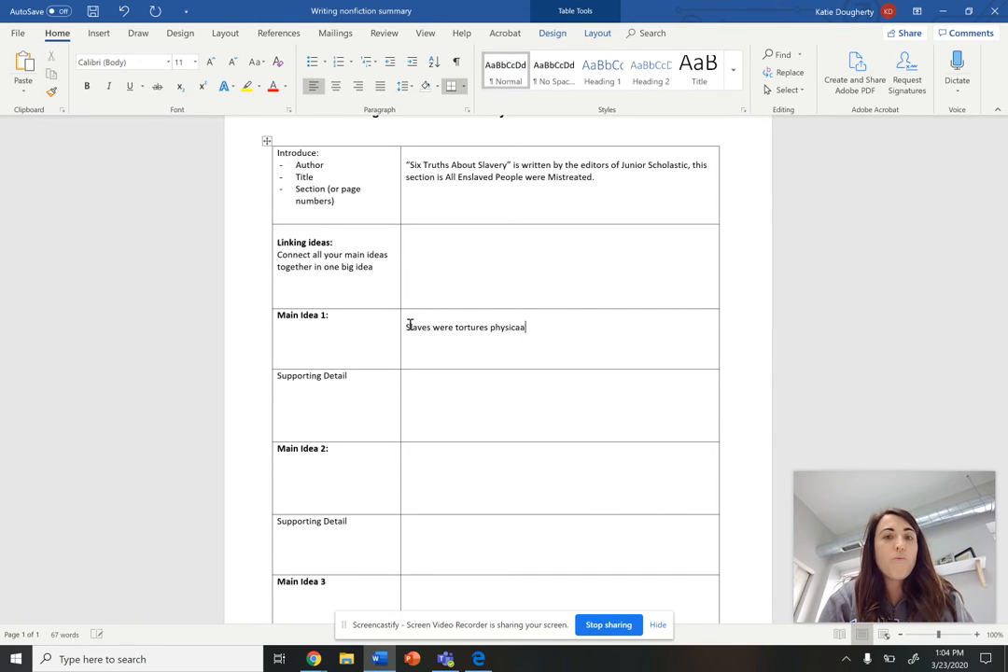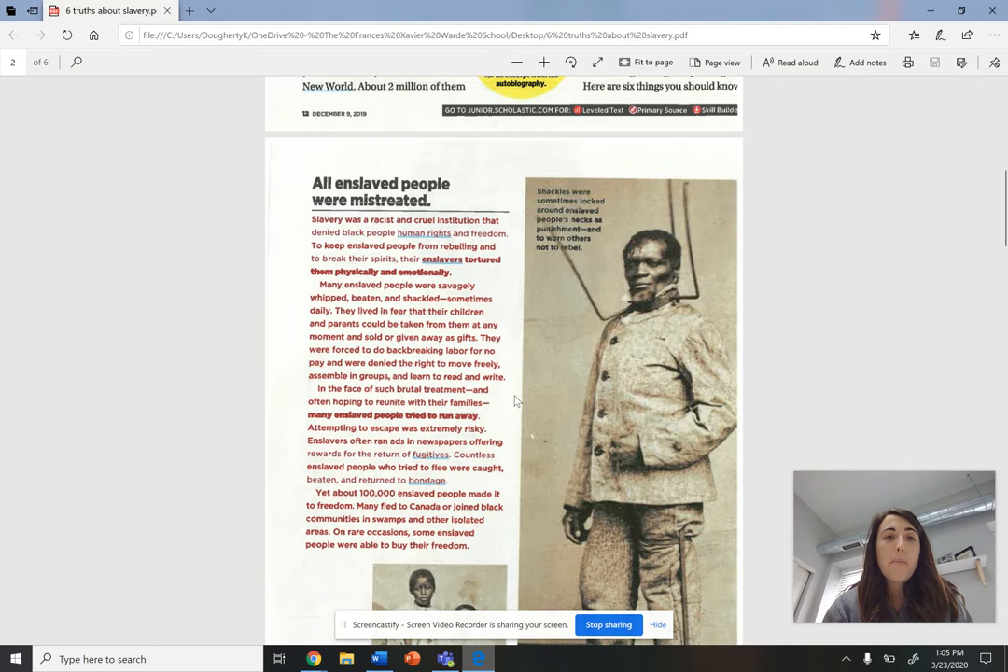Remember, we're only writing one sentence. Now I'm going to keep reading to find a supporting detail. Many enslaved people were savagely whipped, beaten, and shackled, sometimes daily. They lived in fear that their children and parents could be taken from them at any moment or sold or given away as gifts. They were forced to do backbreaking labor for no pay and were denied the right to move freely, assemble in groups, and learn to read and write.